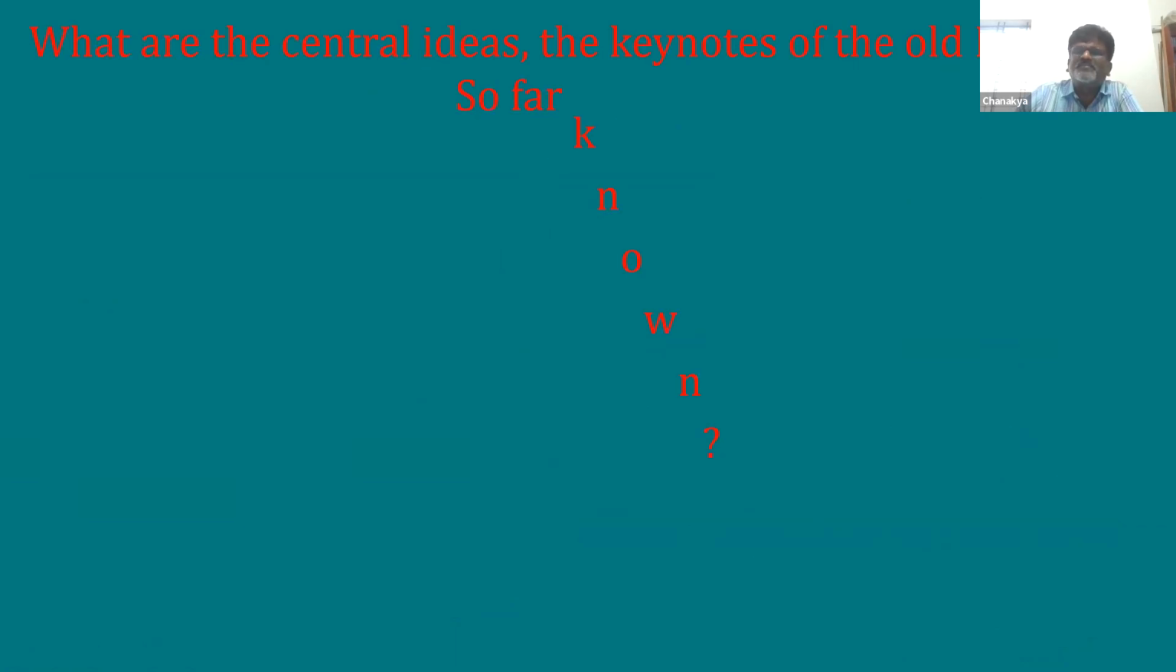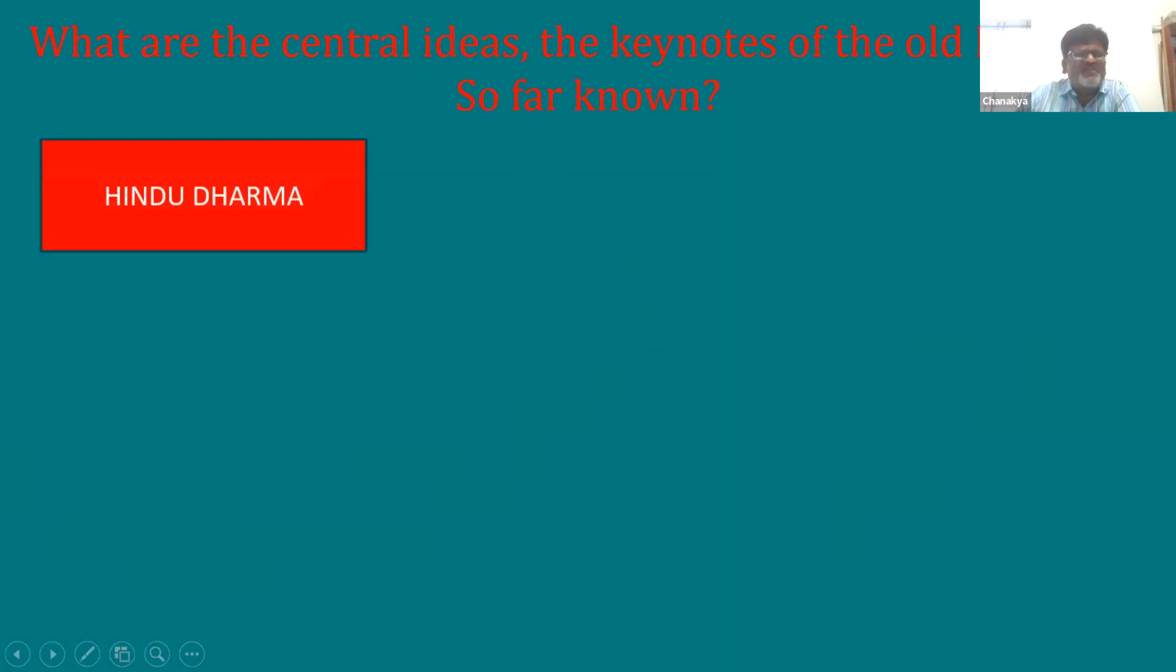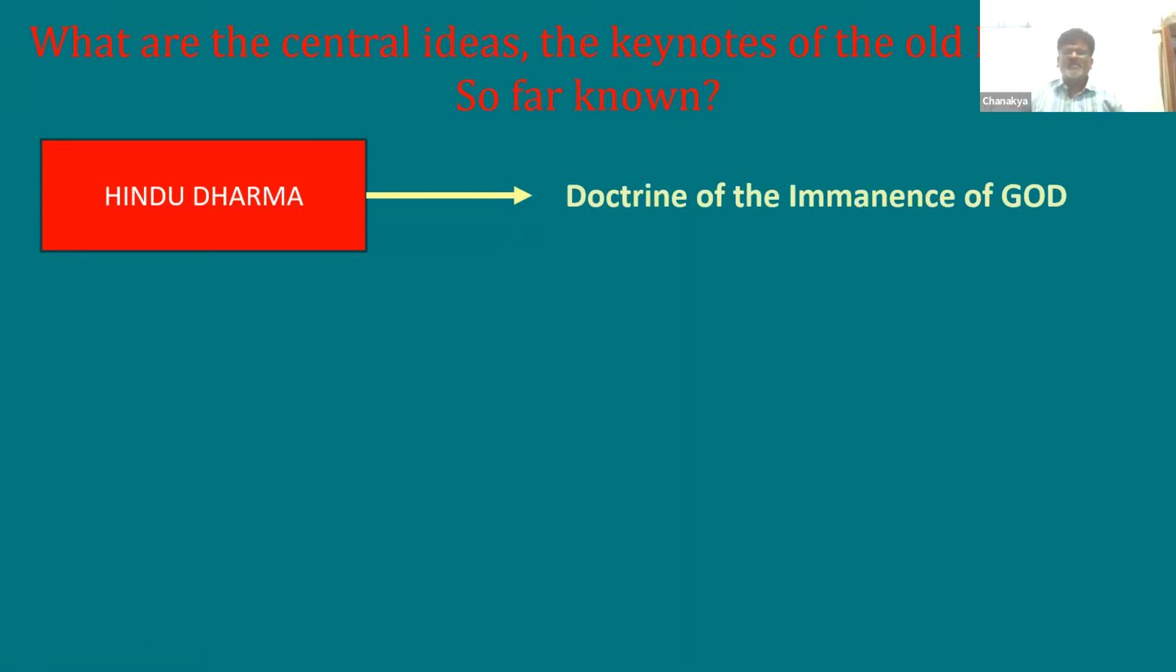So the next question is, what are the central ideas or keynotes of the world religions known so far? There are hundreds of religions, as you know, and these hundreds of religions have some central important points. Let's not go deep into Hindu dharma, just a few points. The first one is that Hindu dharma enhances the doctrine of the immanence of God in three ways: Advaita, Dvaita, or Vishishta Advaita, whichever you follow.